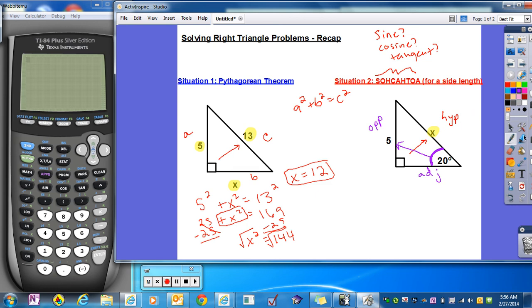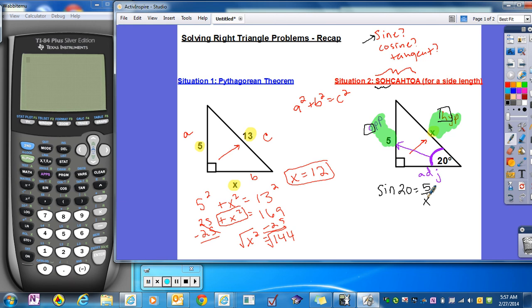When I try to figure out what trig function I'm going to use, you look at the information I gave you. I gave you the opposite side is 5, and I gave you that the hypotenuse is x. So if we're using the opposite side for O and the hypotenuse for H, we have SOH. S is for sine, so we're going to use sine. The value we put there is that angle. So the sine of 20 is equal to the opposite, which is 5, over the hypotenuse, which is x.